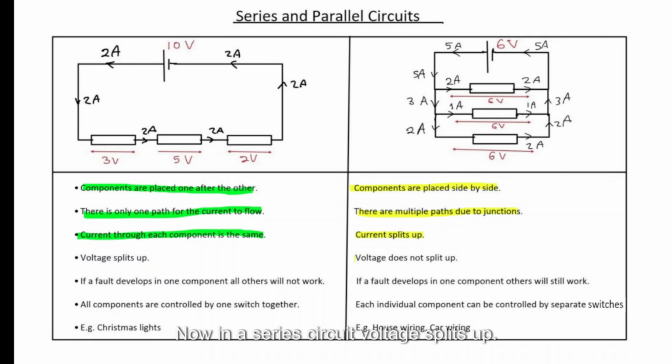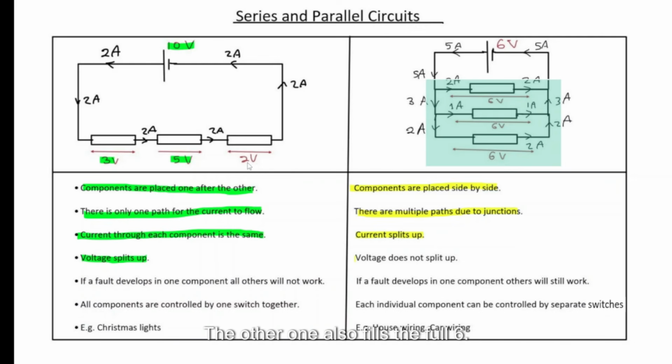Now in a series circuit, voltage splits up. Now you can see there is 10 volts and it splits up as 3, 5 and 2. However, in a parallel circuit, voltage does not split up. You see there is a 6 volt power supply, and here is 6. Here is also 6.